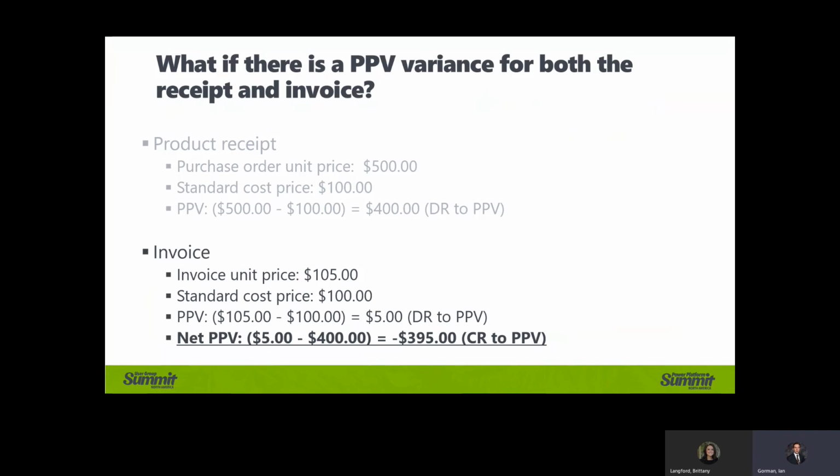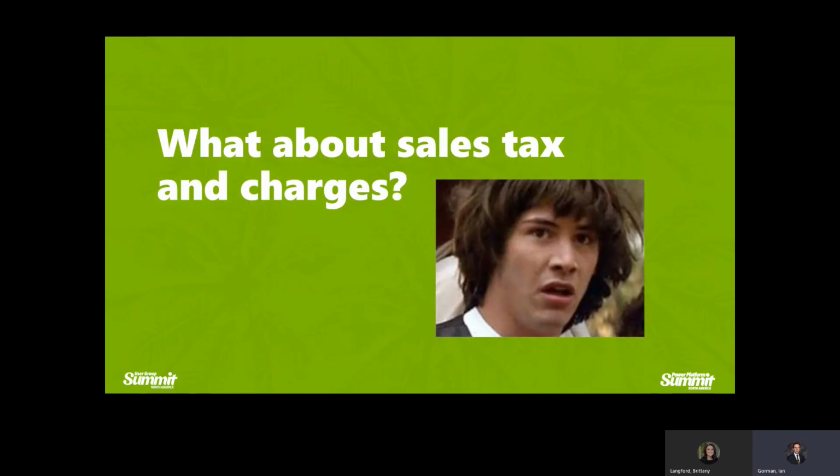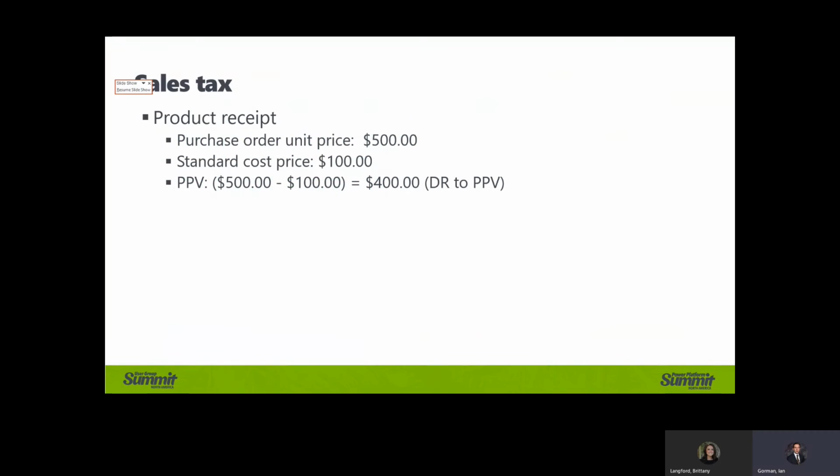That's assuming there's no sales tax, no charges, no other roles in play here. So going on to the other examples, like I said, what about sales tax and charges? Since these will essentially alter the invoice price itself. So in this circumstance, I'm including sales tax. For a product receipt with a purchase order unit price of $500 and a standard cost price of $100, we have the same situation as last time. PPV is calculating a debit of $400.